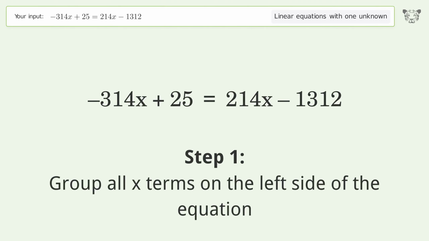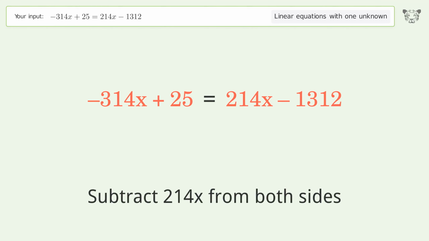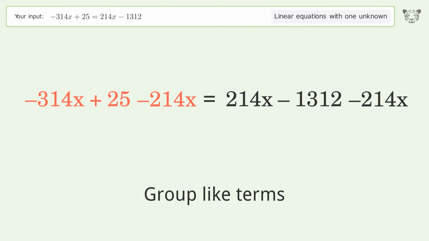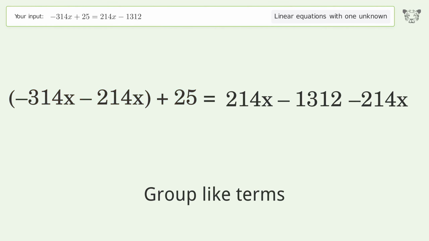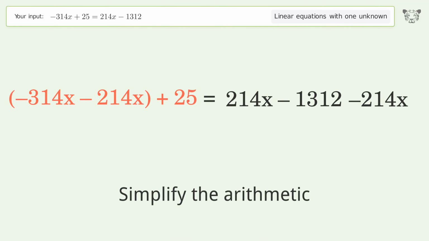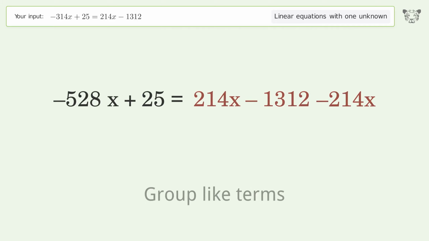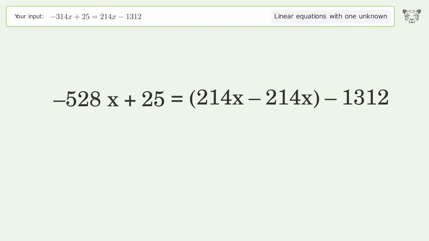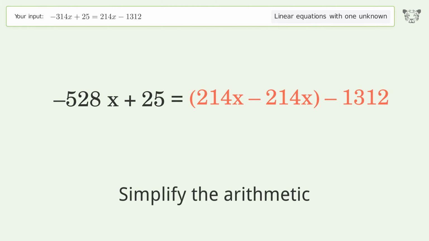Group all x terms on the left side of the equation. Subtract 214x from both sides. Group like terms. Simplify the arithmetic. Group like terms. Simplify the arithmetic.